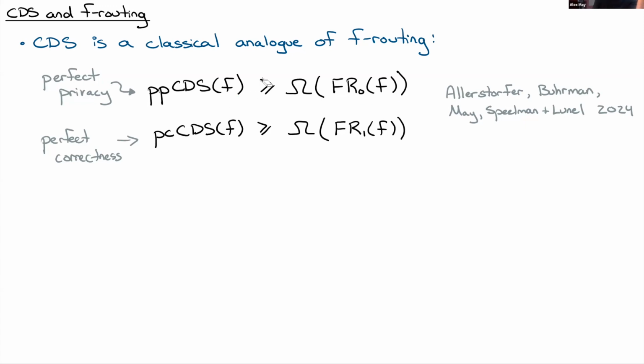Okay. And then similarly, if I instead think about CDS with perfect correctness, okay, so now when F is 1, the referee recovers the secret 100% of the time.